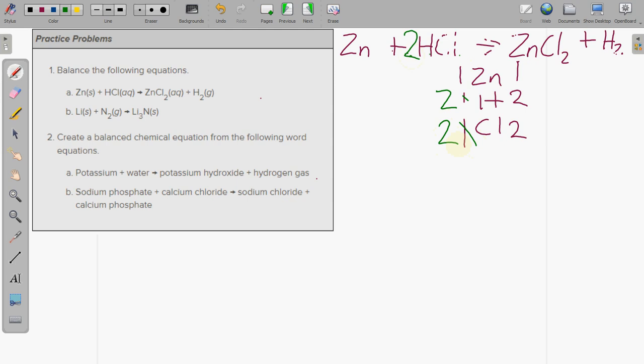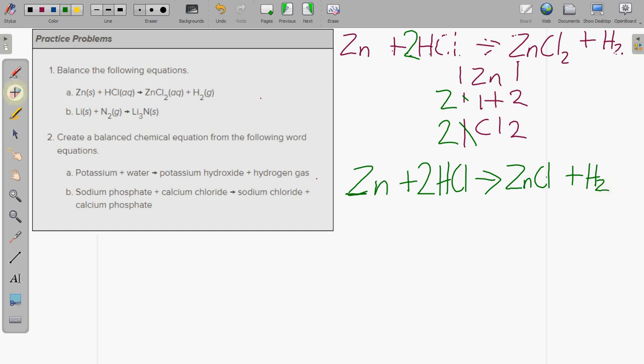So for our final answer, we would just rewrite it. 1 atom of zinc plus 2 molecules of HCl produces 1 molecule of zinc chloride and 1 molecule of hydrogen gas. Okay, that's it. So pause here, and we'll move on to the next one.